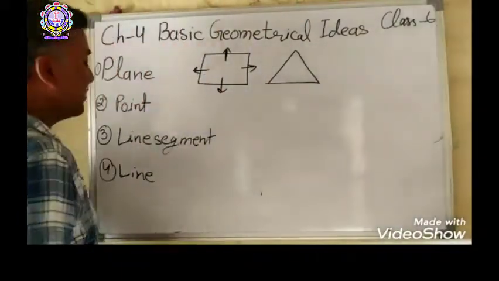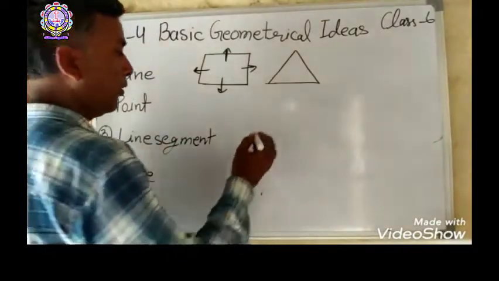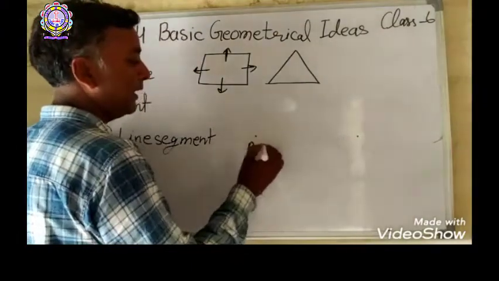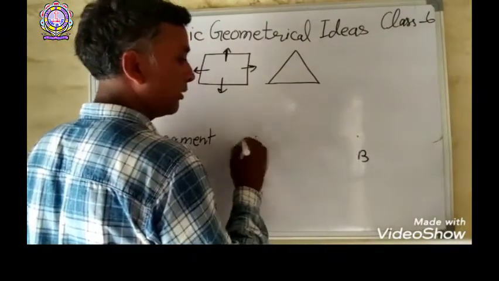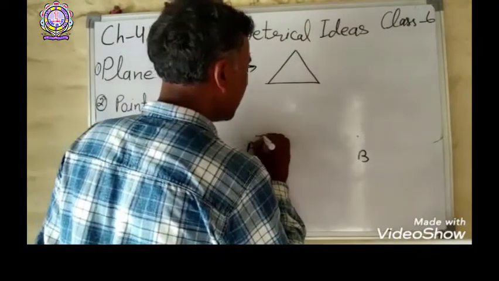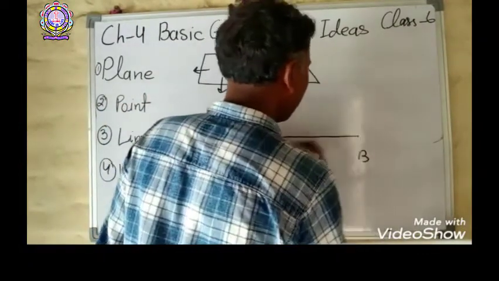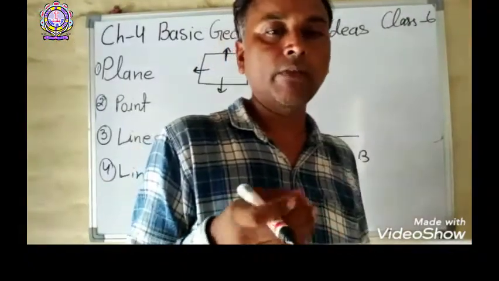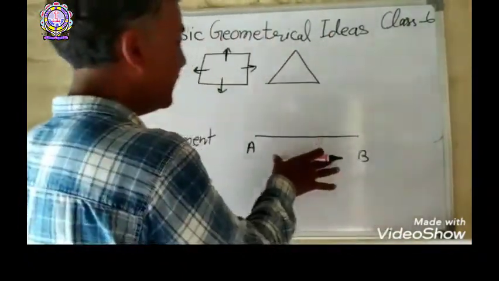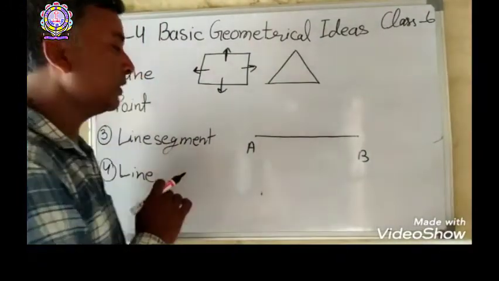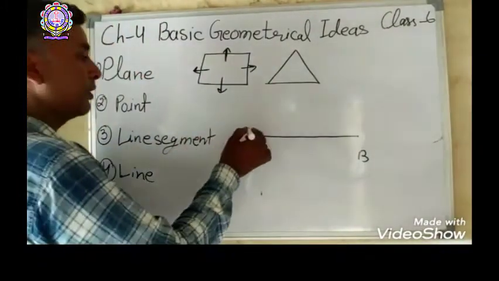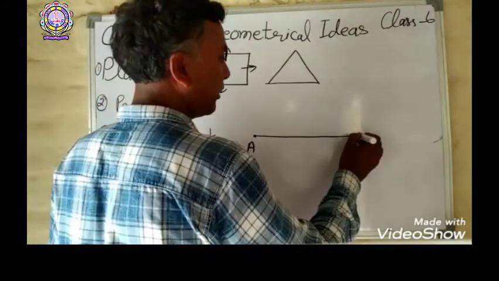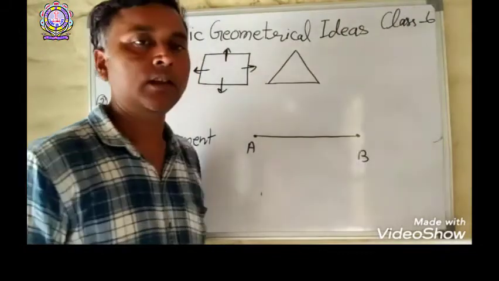We're talking about line segment. When we join 2 points, point A and point B, with the help of a scale, we get a definite measure of a line segment. AB is called a line segment. It has two endpoints, one endpoint this side and one endpoint this side.